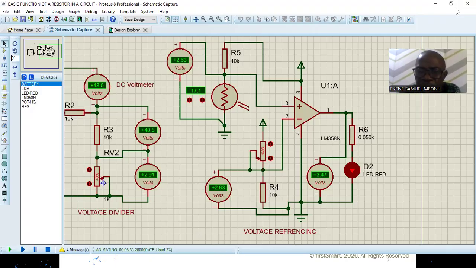If you can answer this simple question, it means you are not listening attentively. I answered three ways. Okay, mention them. Voltage referencing, voltage divider, and opposition of flow of currents. Good. Great. So we can proceed now.